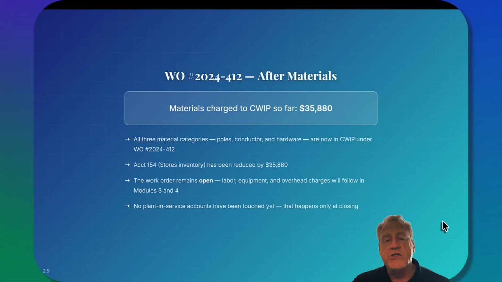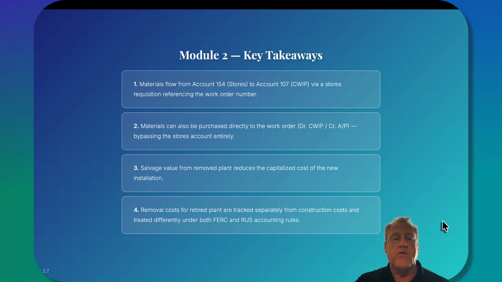So now we have materials that are charged to construction work in progress so far, $35,880. All the three material categories, poles, conductor, hardware, those are now in construction work in progress. They aren't in inventory anymore. And so we've reduced inventory, and the project is still going. We've only recorded material costs. We still have labor, equipment, and other overheads that we need to charge. And no plant in service accounts have been touched yet. The project is still going. We haven't classified the work.